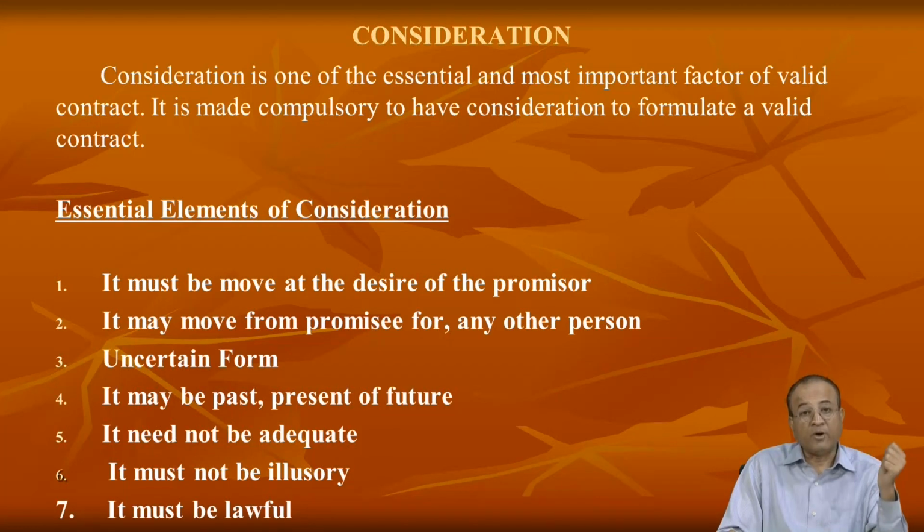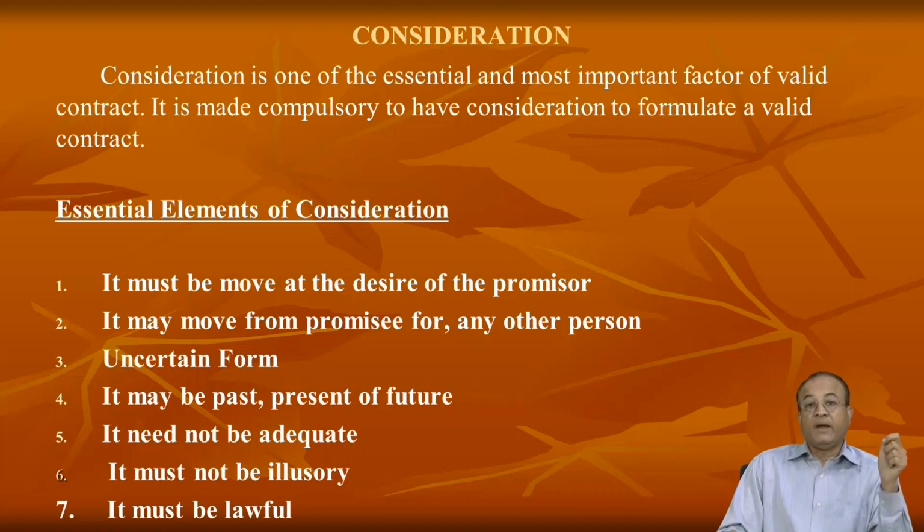Third, uncertain form. The form of the consideration provided in a contract is not fixed or certain. As indicated by Section 2(d), it may take the form of either an act, doing something, or abstinence, refraining from doing something, or a promise to do or not to do. Any type of consideration is considered valid by the law, and unless it is in the contract, a party cannot insist on a particular form of consideration.